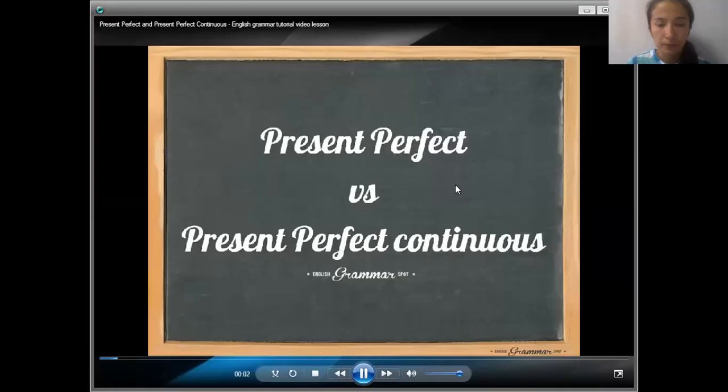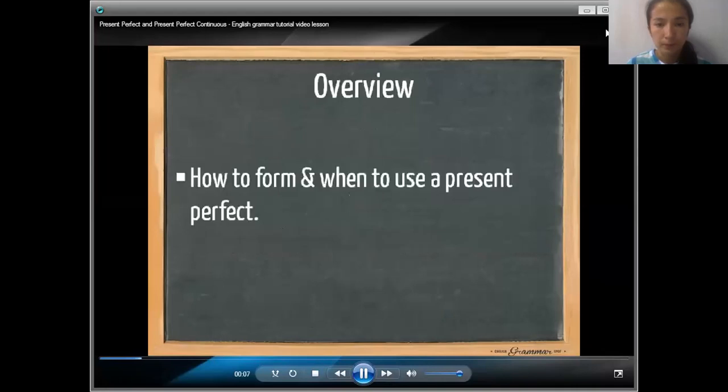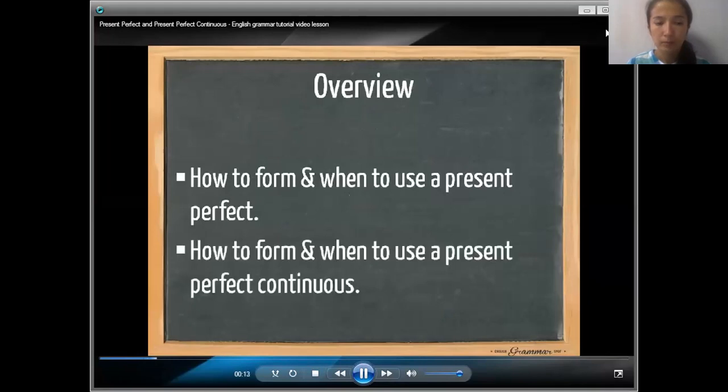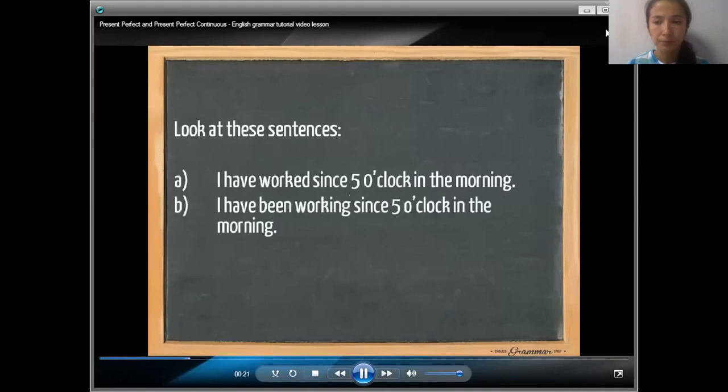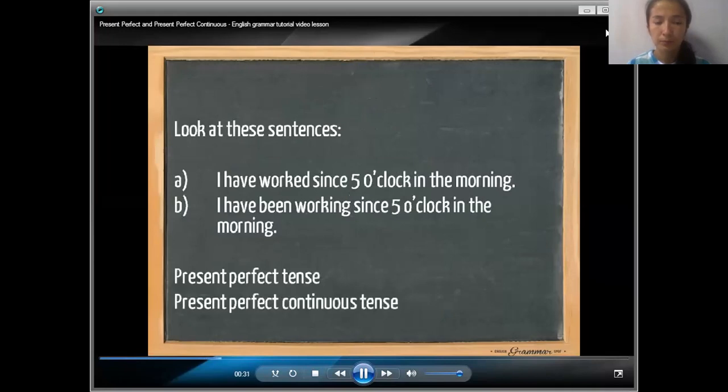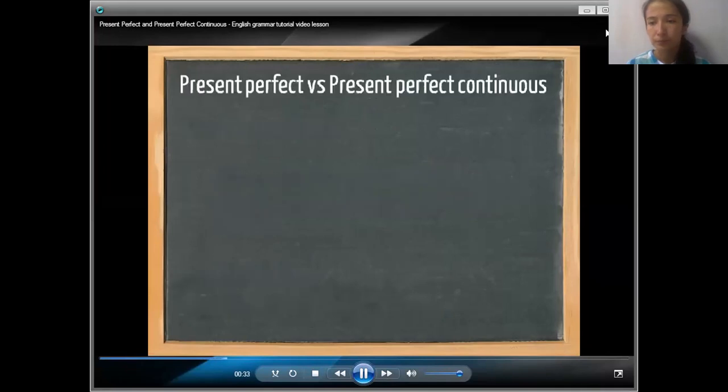Grammar Sport. This tutorial is about the present perfect and the present perfect continuous. In this tutorial, I'm going to show you how to form and when to use a present perfect and how to form and when to use a present perfect continuous. Take a look at these sentences. I have worked since 5 o'clock in the morning. I have been working since 5 o'clock in the morning. The first sentence is in the present perfect tense. The second sentence is in the present perfect continuous tense.